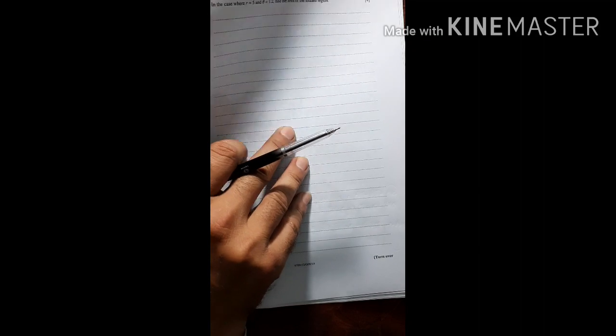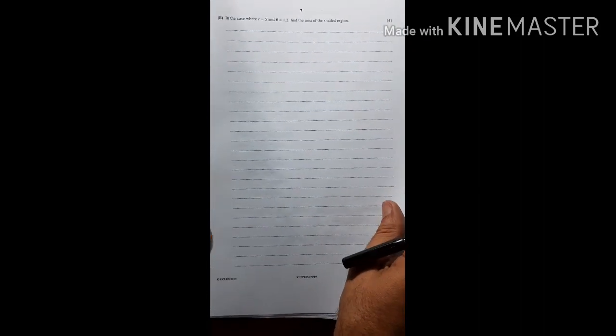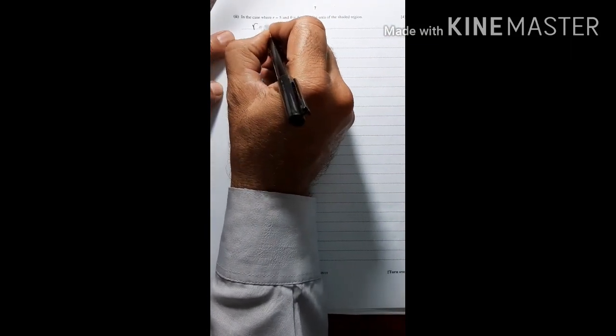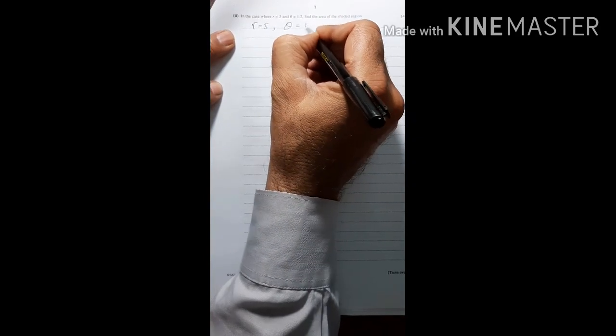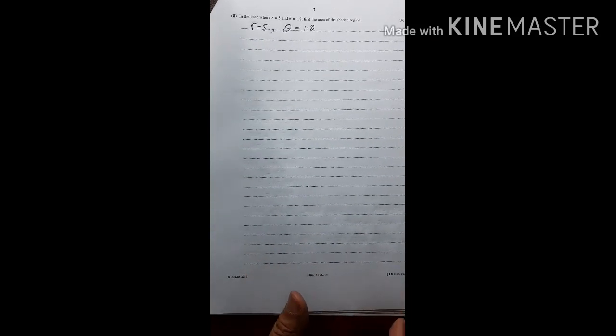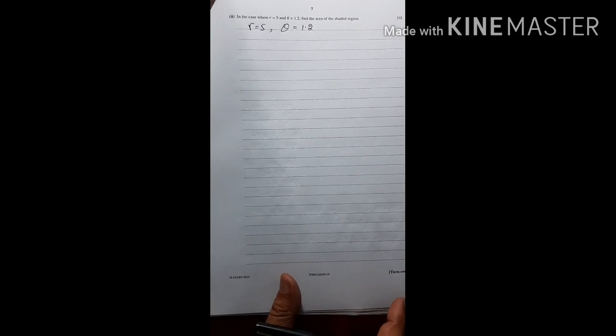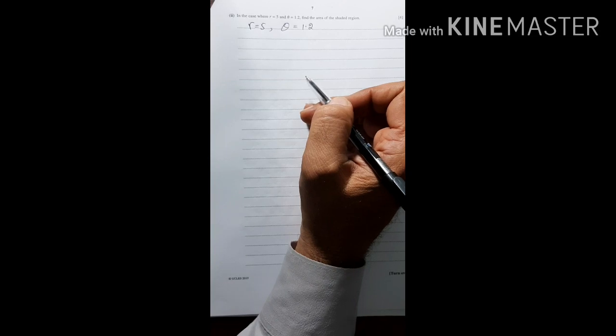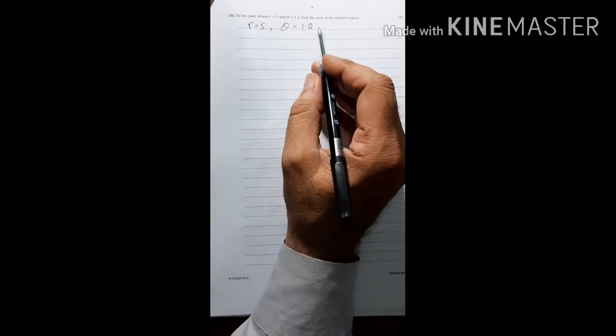Now we have R equal to 5 and theta is 1.2 radians. So don't forget to switch your calculator to radian mode, otherwise your answer will be wrong, because most of the time students forget to switch the calculator to radian mode, and they solve the question in degree mode. So definitely their answer will be wrong.